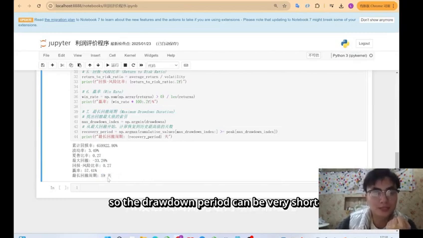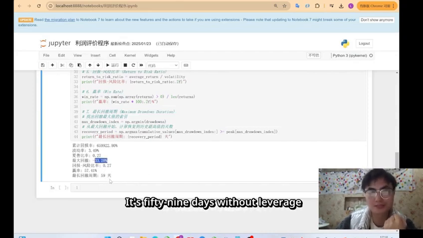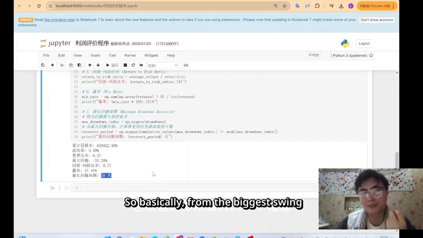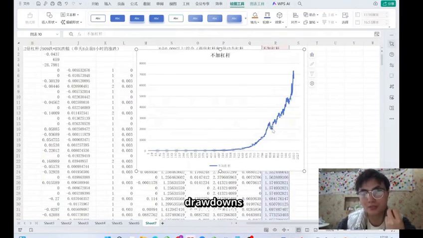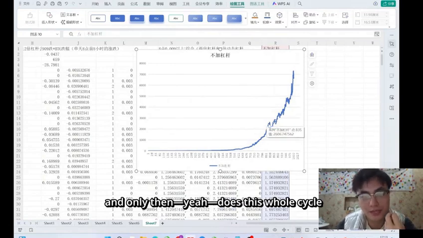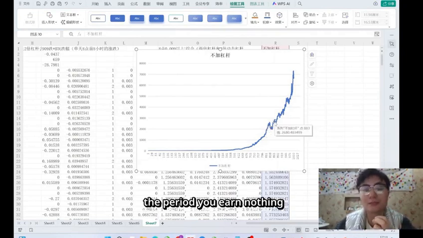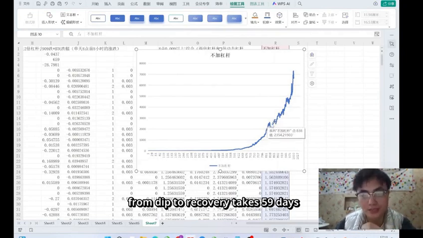So the drawdown period can be very short, 59 days, and that's with leverage. Oh, no leverage here. It's 59 days without leverage. So basically, from the biggest swing, on the day with the highest profit, if you entered right at that point, you could face drawdowns, until it recovers here. It gets back to even with before, and only then does this whole cycle end. The period you earn nothing. Not a loss. Cycle from dip to recovery takes 59 days.